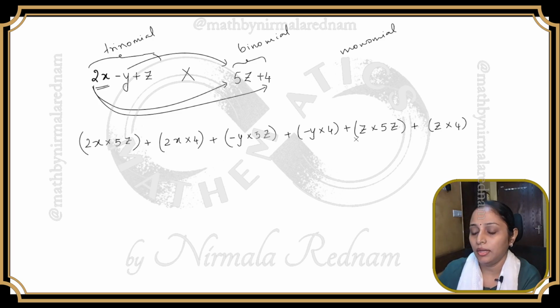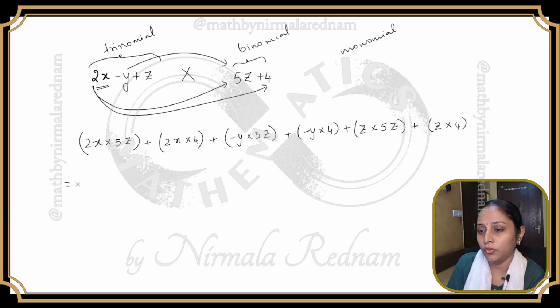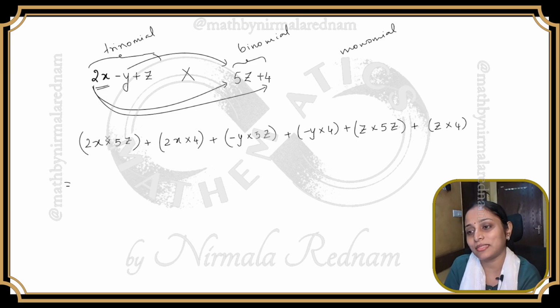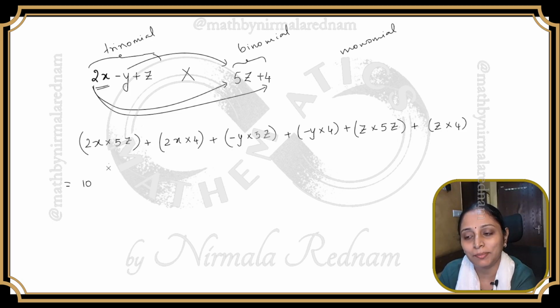So here, like I said, what are you going to get when you multiply 2x and 5z? Now this is nothing but multiplication of two monomials. See, I have numericals 2 and 5 whose product is 10, right? And then I have one x and one z. If you multiply x with z, you're going to get xz. That is how you multiply variables.